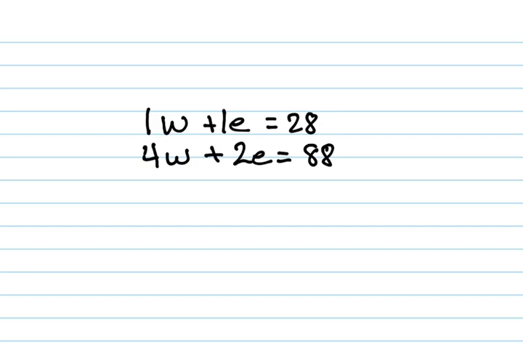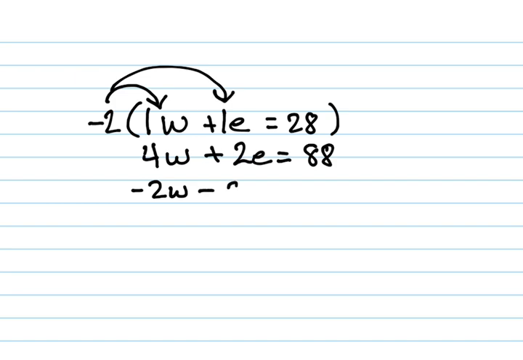Works for me. So I'm going to multiply the top equation by 2. But remember, I need not only to change that 1 into a 2, but I need to change its sign. So I'm going to multiply by what kind of 2? Negative 2. Right? Because everything's positive, nothing's going to subtract away unless I multiply by negative. So negative 2 times 1w is negative 2w. Negative 2 times positive 1e is negative 2e's.